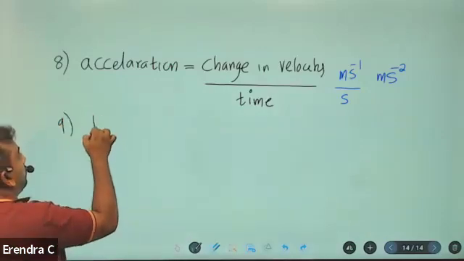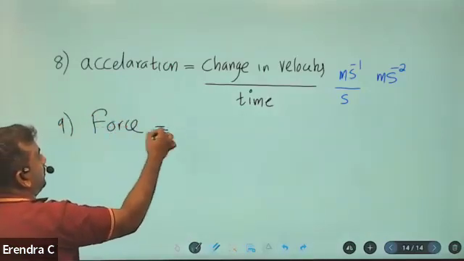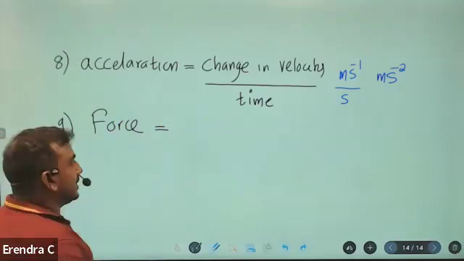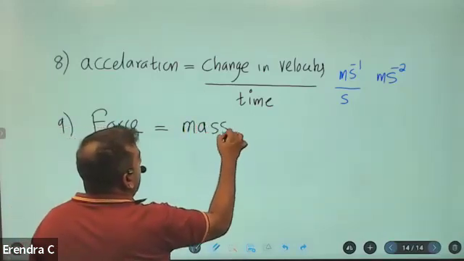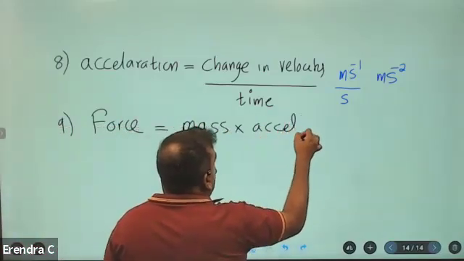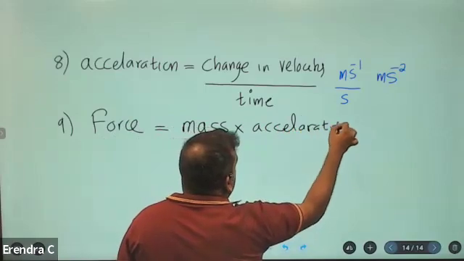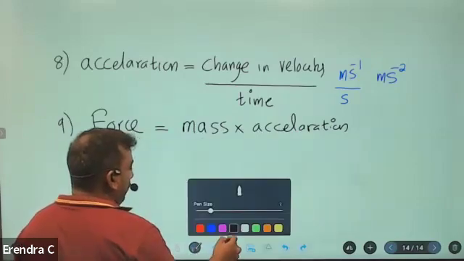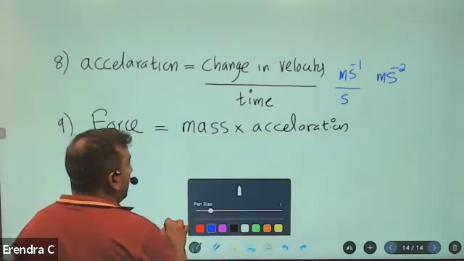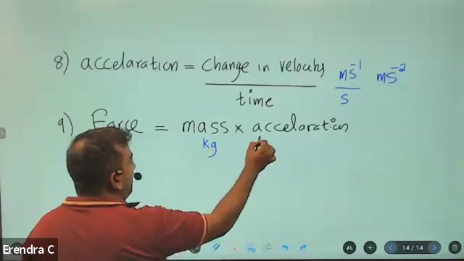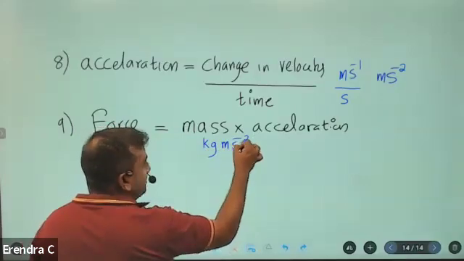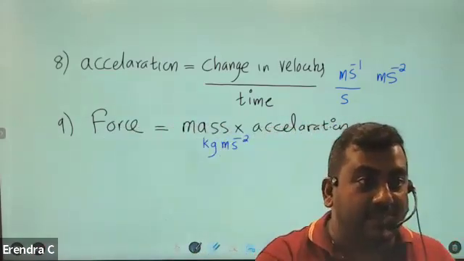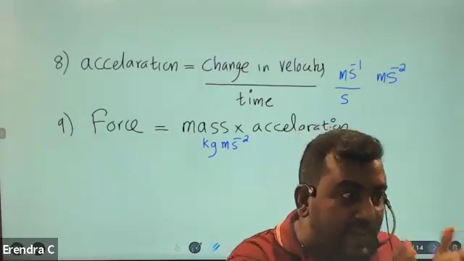Ninth one, force. You all can tell me the equation. What's the force equation? Mass multiplied by acceleration. Mass is fundamental. Acceleration I can find using fundamental quantities. So force is a derived quantity. If I put the units, kilogram, ms minus 2. Now you will say, sir, Newton, no. Newton is a single name given.